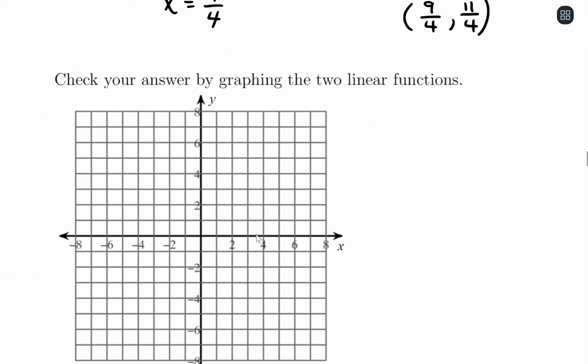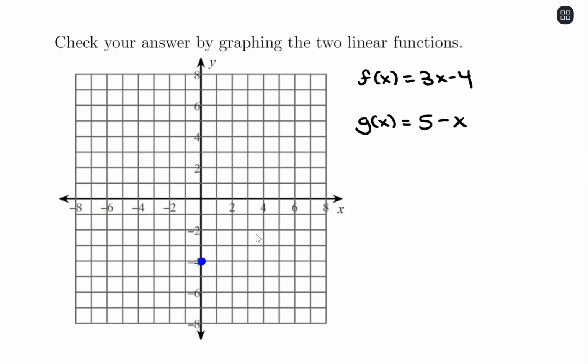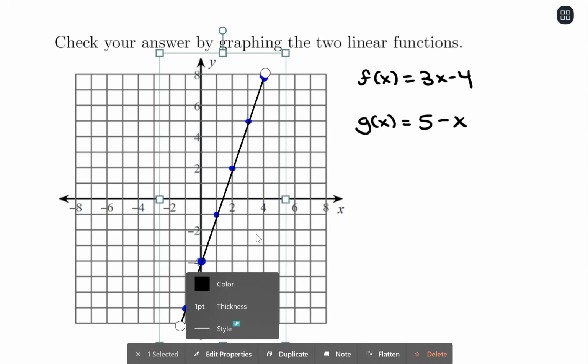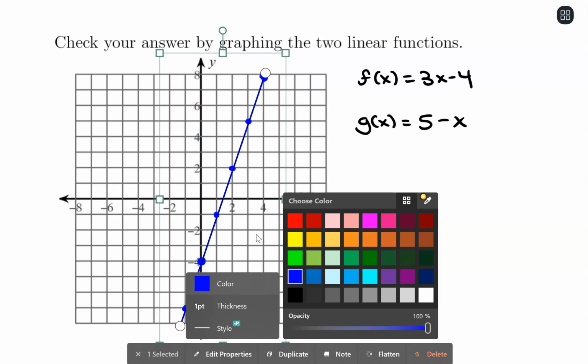Now let's talk about looking at the graph of this. So we have our function 3x minus 4 and 5 minus x. So f of x, we have a y-intercept at negative 4 and then a slope of positive 3. So we're going to go up 3, right 1. So up 3, right 1. And then I'm just going to graph a few extra coordinates as well following that trend. Okay, so connecting those together, there's our graph of f of x.